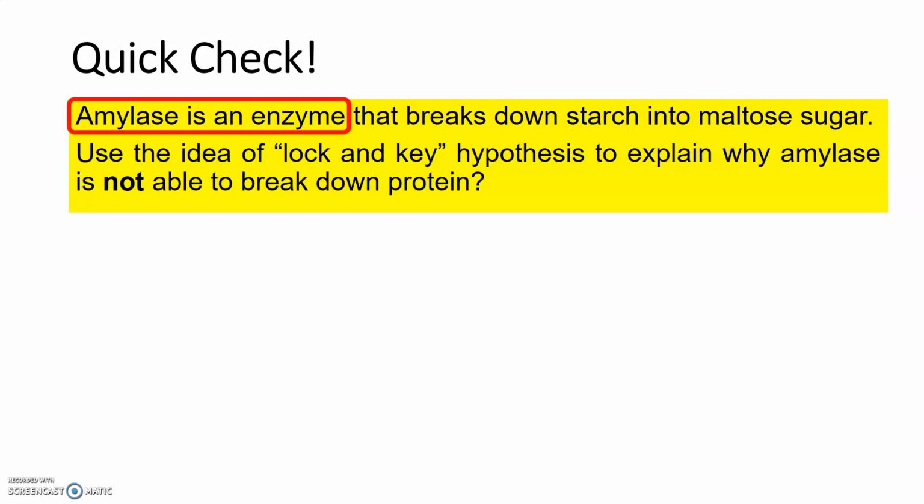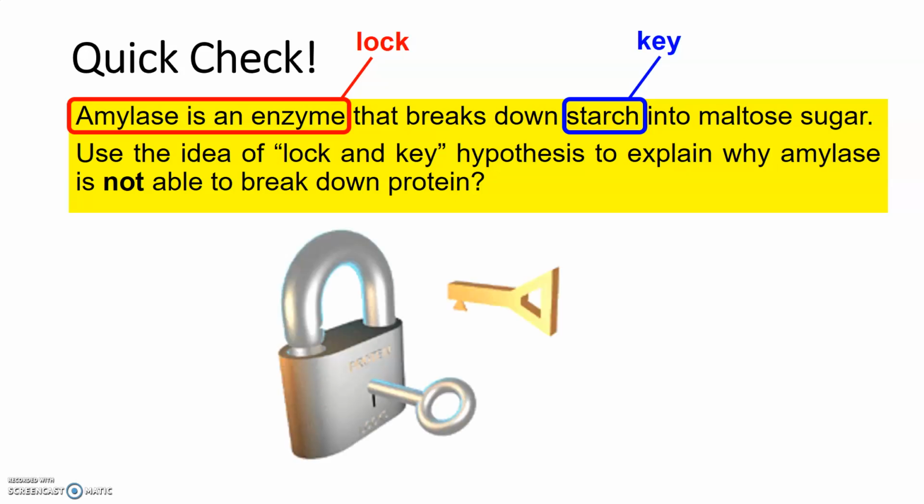So here you must already be able to make the connection that amylase is the lock and that starch is the key. So why is it that amylase is not able to break down protein? Since you need to use the idea of lock and key, you must be able to connect the ideas together. So amylase is the lock and starch is the key that will be able to unlock.